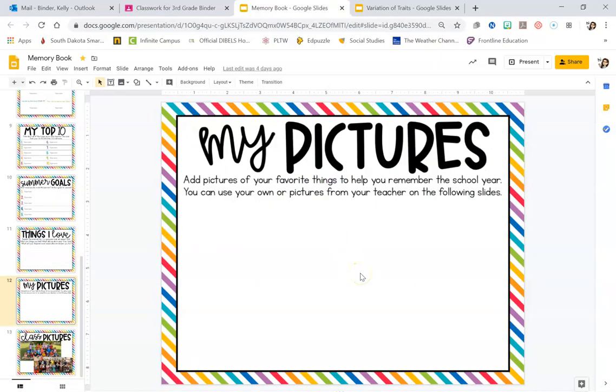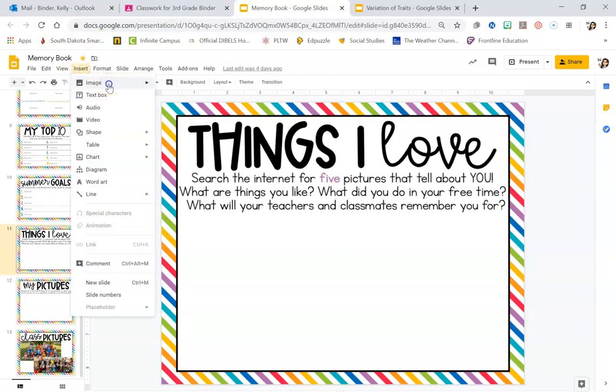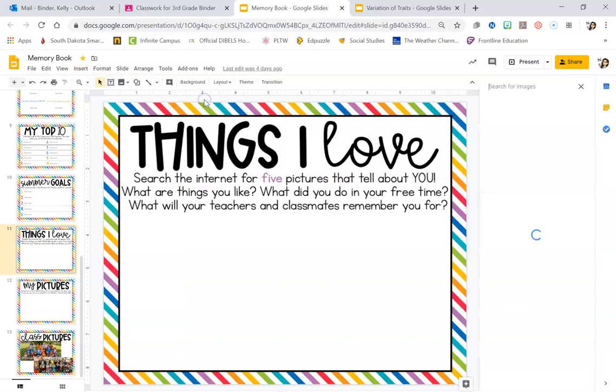Again, for inserting pictures on a couple of these slides, you want to go up to Insert, Image, search the web, and the box will pop up over here with Google Images. Search for an image and then click on one and you should be able to add it to your slide. And then you're going to want to resize it once it's on the slide using the corners. Using the arrows in the corners of the pictures, you can make them bigger and smaller depending on how you want to arrange them on the slide.